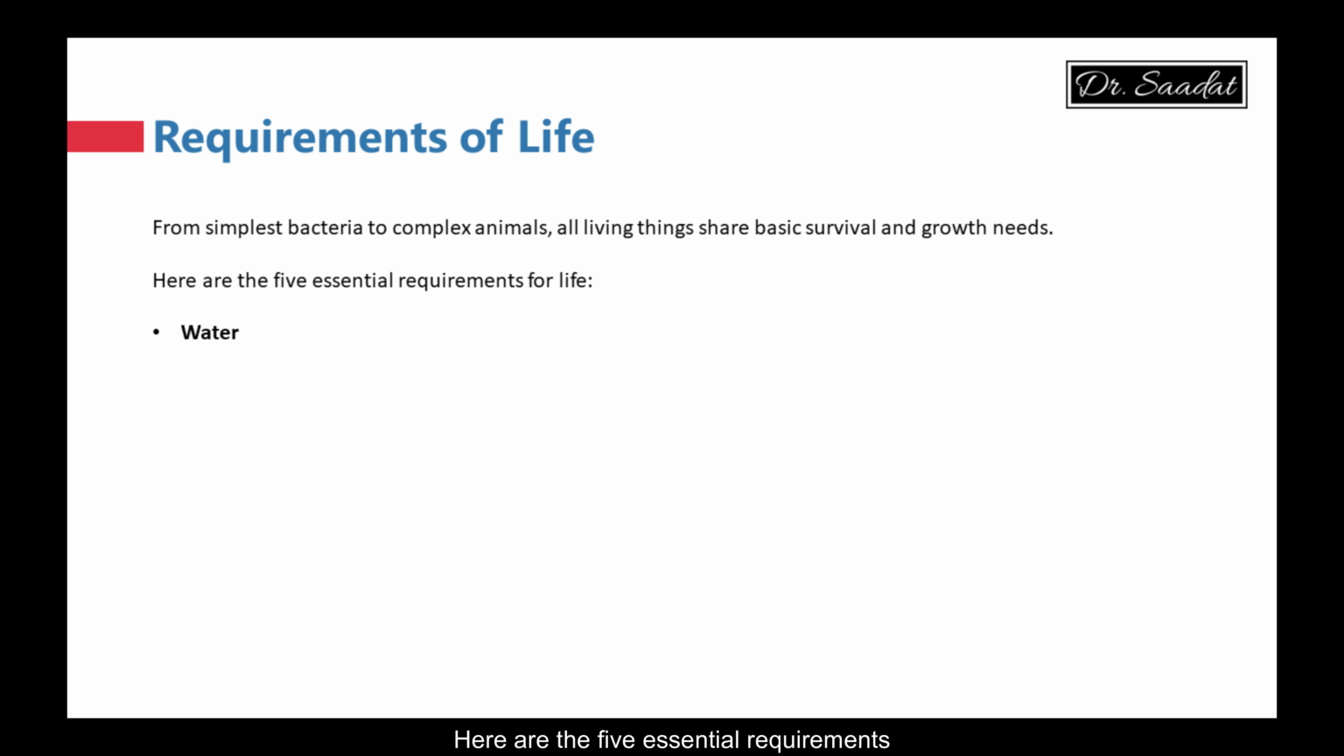Here are the 5 essential requirements for life. Water makes up most of an organism's body and is essential for various chemical reactions. Food provides energy for vital functions and serves as building blocks for body structures. Oxygen for cellular respiration. Heat to maintain body temperature. Pressure needed for breathing and blood circulation.